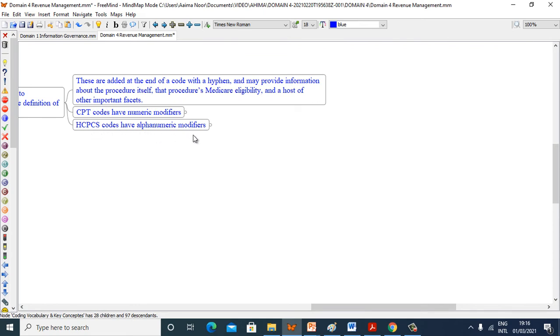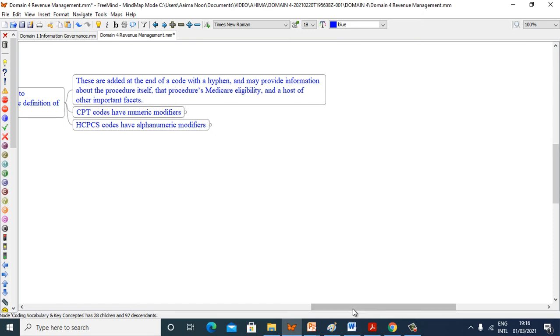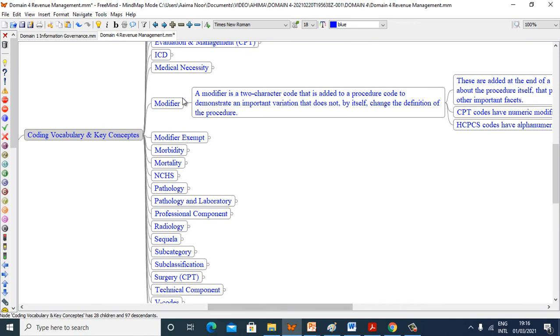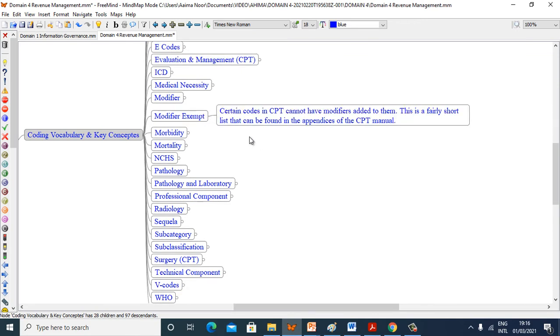HCPCS codes have alphanumeric modifiers. HCPCS modifier LT, on the other hand, describes a procedure that was performed only on the left side of the body. Modifier exempt. Certain codes in CPT cannot have modifiers added to them. This is a fairly short list that can be found in the appendices of the CPT manual.